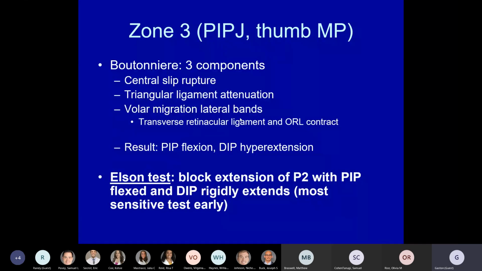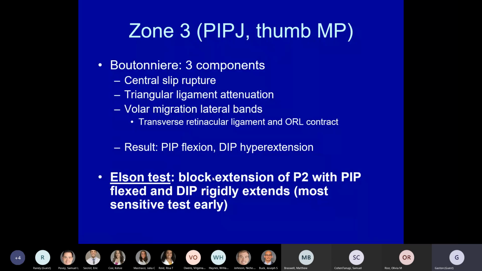One test for testing an early boutonniere deformity. So how could you tell if someone hurt their central slip, but what if the triangular ligament was still intact and they'd still be able to flex and extend and they wouldn't have a boutonniere? So how do you test if the central slip was injured? It's a test called the Elson test.